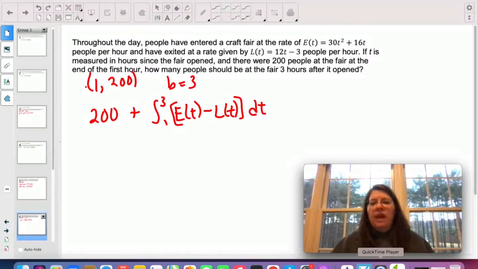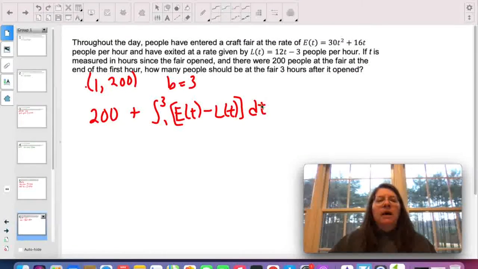Okay, hopefully you've had time to try this one. This one's a little bit different, but I think it's good for you to try to think through a problem like this. We said that as long as we have one endpoint and then the rate of change, we have enough to figure out what the other endpoint is. One of the endpoints that they give us is that after the first hour, there are 200 people at the fair.